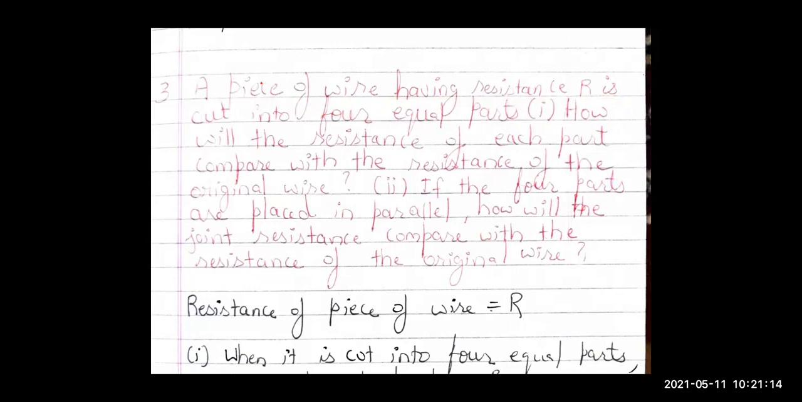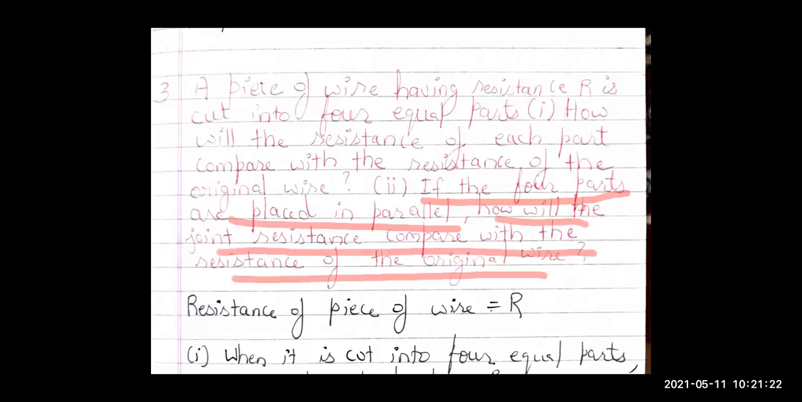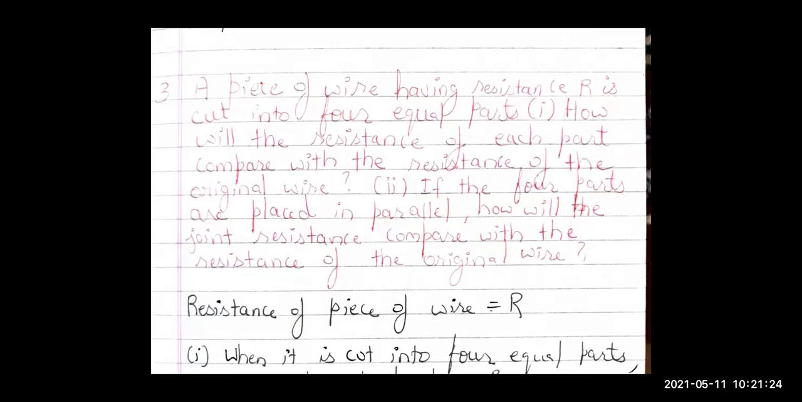Next, if the four parts are placed in parallel, how will the joint resistance compare with the original? So you are connecting all the 4 parts of the wire in parallel, right?